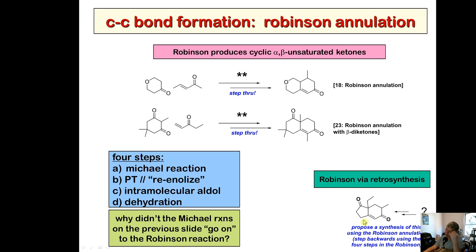And then one more, Robinson via retrosynthesis. See if you can step backward and figure out what the fundamental starting materials were. The way to do this is apply steps A, B, C, and D, but go backwards. So you envision the alpha beta unsaturated ketone, and then you do the intramolecular aldol going backwards, and you figure out where the enolate was, and you can kind of go back. We did this in the lecture notes. You should review this. If it's unfamiliar, try it. See if you can do it. See if you can go backwards.